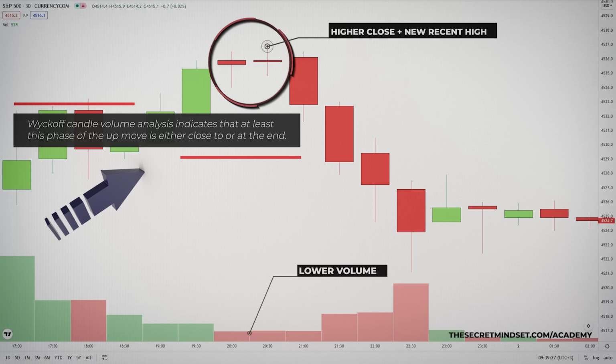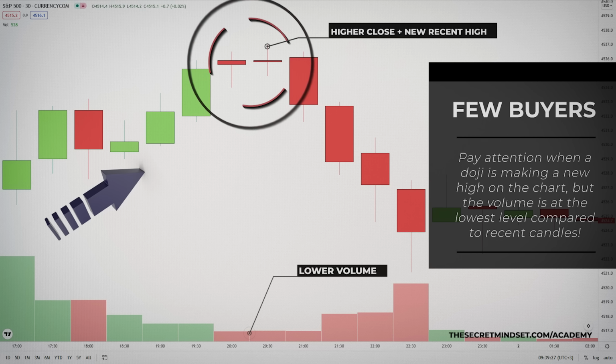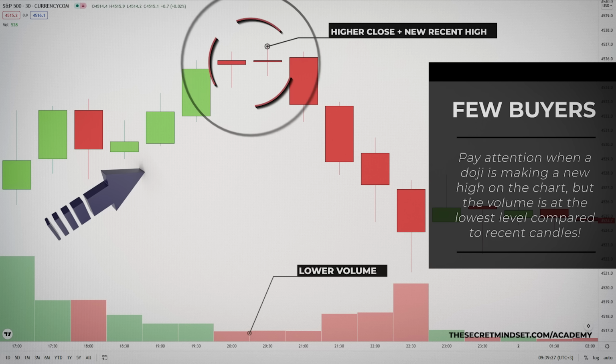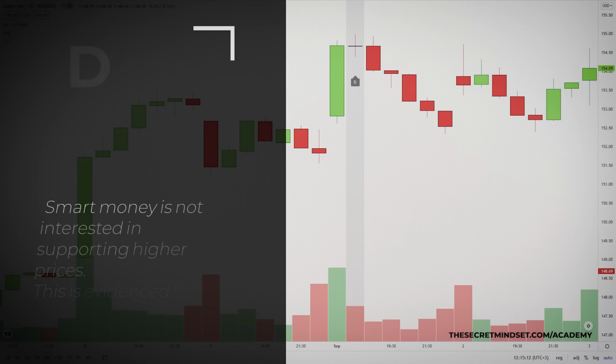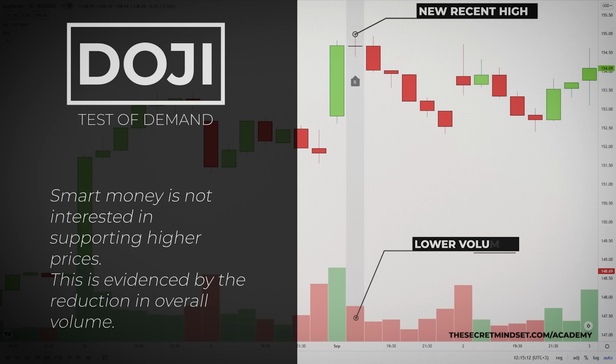Once again, notice how the volume gets lower as the two Doji candles test for demand, but doesn't find interested buyers at these higher price levels. You can also see that each Doji is making a new high on the chart, and the volume is at the lowest level. Several candles later, the market dropped aggressively. With this formation, it's important to understand that the smart money is not interested in supporting higher prices. This is evidenced by the reduction in the overall volume.